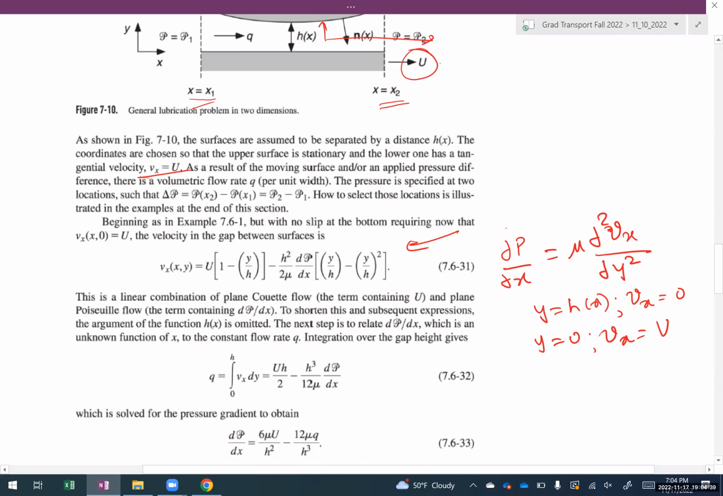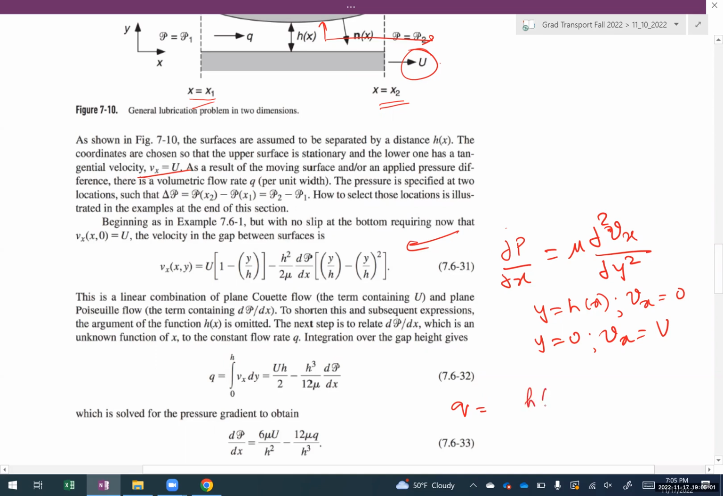Okay. So now, how do you get the volumetric flow rate, right? Now you have Vx as a function of y. Once you have that, how do you calculate the volumetric flow rate? Again, imagine you are the fluid. What cross-sectional area do you see in front of you? This is the volumetric flow rate per unit width.